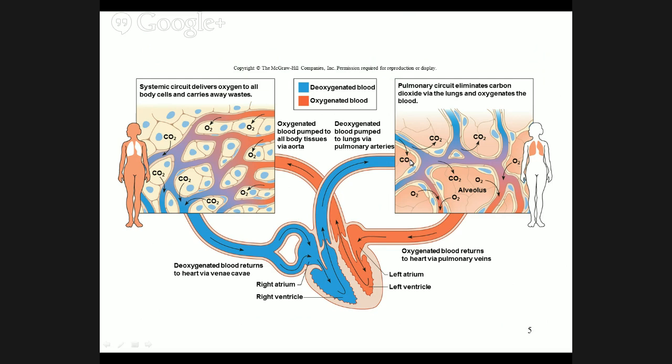where oxygen is given into the blood and CO2 is taken out of the blood, and your lungs exhale the CO2. The oxygenated blood then returns to the heart via the pulmonary veins, travels through the left atrium, through the mitral valve to the left ventricle, through the aortic semilunar valve to the aortic arch, and then onto the aorta, and it's pumped to all the body tissues.